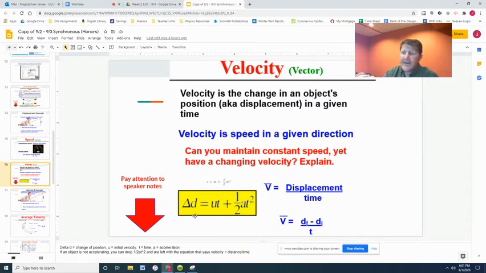Okay, so this formula here, delta d, your change in displacement, is equal to v_i, your initial velocity, times time, plus 1/2 the acceleration times time squared. We'll get to this formula later on. For now, you just are being exposed to it.